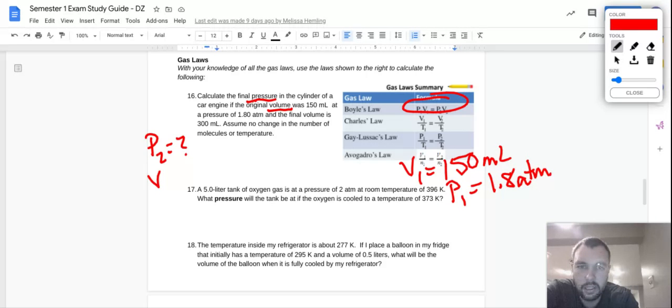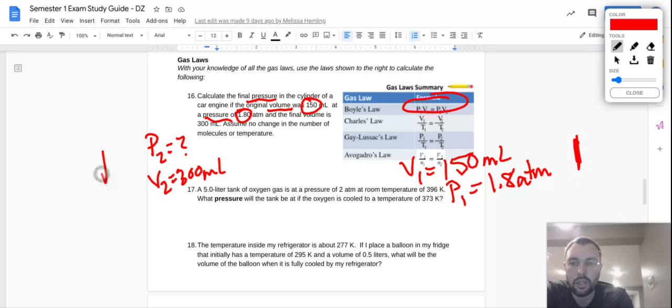Okay, assume no change. Oh, whoops, I forgot this, pressure. Okay, I'll circle this. The final volume is 300 milliliters, so V2 is 300 milliliters. Now, it doesn't really matter that I have my ones over here and my twos over here. You could totally flip-flop that and put your ones on this side and your twos on this side, which would make it look more like the equation. But now we have this set up.